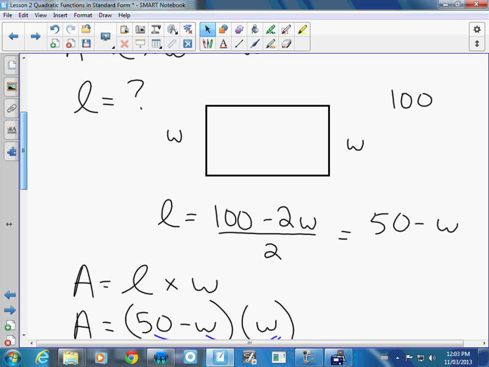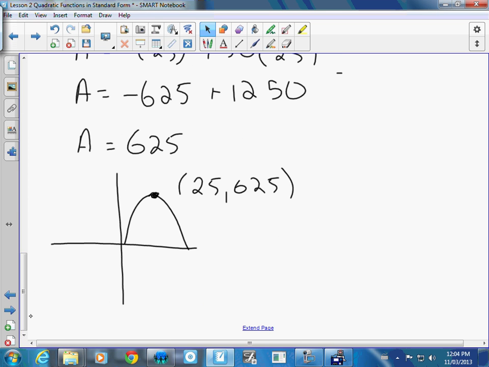Okay, so hang on. The width is 25. What does that make the length? 25. Because how much do we have in total? 100. So 25 by 25 by 25 by 25. Is that 100? Yes. So this is not a rectangle, it's a square. And if you go 25 by 25, what is the maximum area for this pen? 625 meters squared. That's what you just figured out.